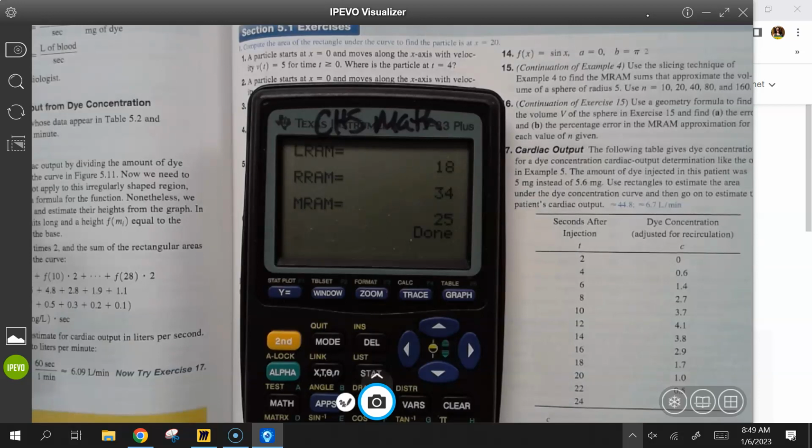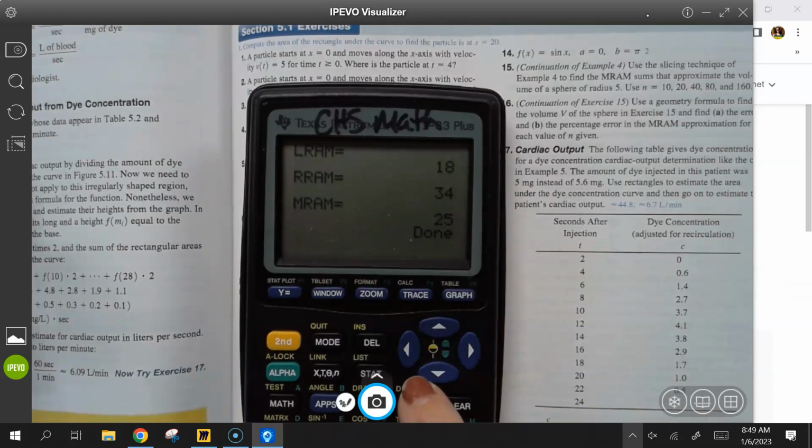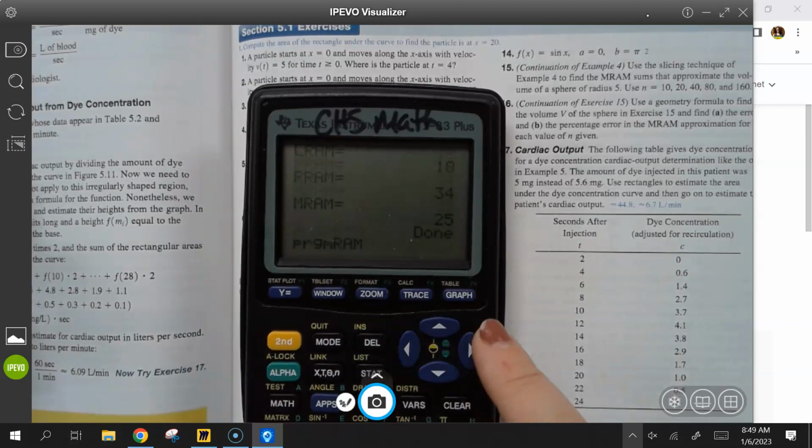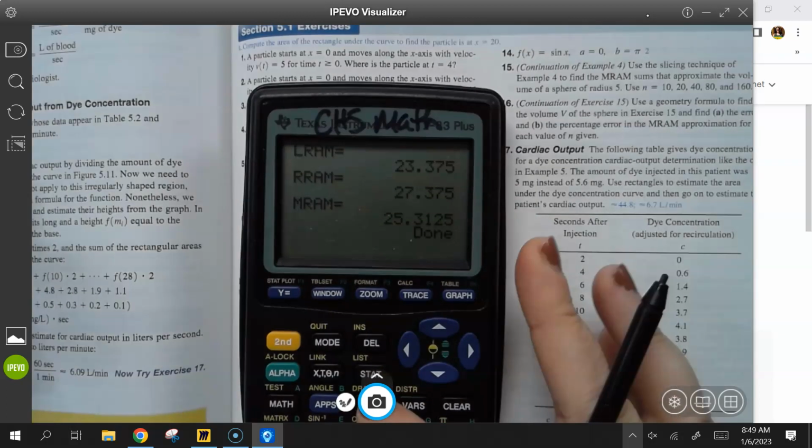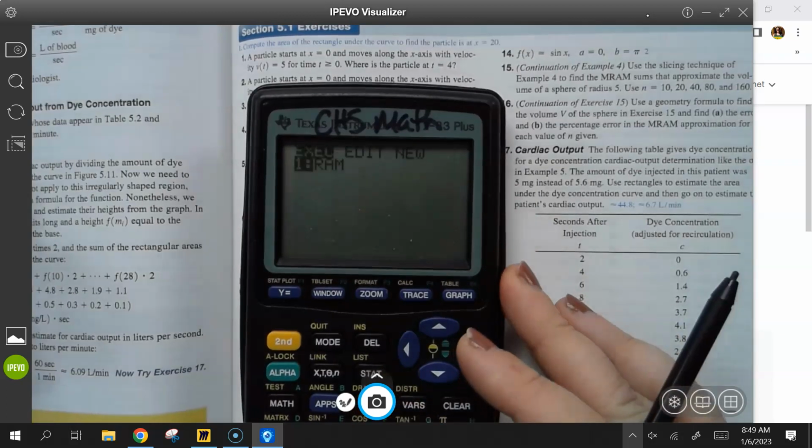So you can see too the more intervals I get, and I could play around with this one and say, okay, well, what happens if I make the number of intervals instead of 4? What if I do 16? And I'm still going from 0 to 4. The numbers are a lot closer to each other now, right? Because I'm decreasing my amount of overage or underage here. So they're getting closer to the actual area. And the calculator can handle as many sub intervals as you need to do.